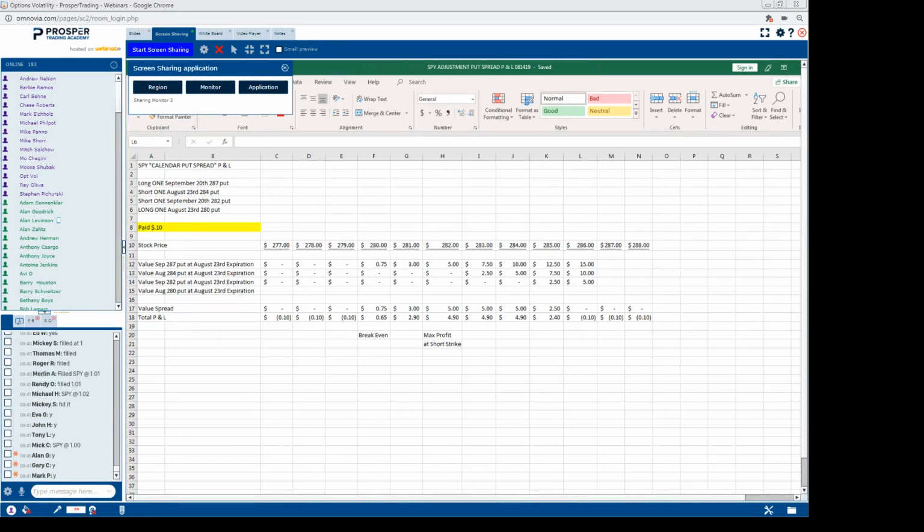Okay, now, a couple things that I want to point out first before we go through this. Since we are looking at a calendar spread, essentially what we have is a calendar spread. We're short an August put spread. We're long a September put spread. Everybody understand that concept? Which is why I highlighted up here the title of this being SPY Calendar Put Spread P&L.